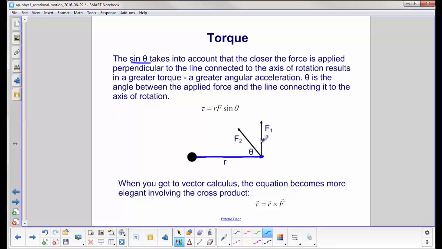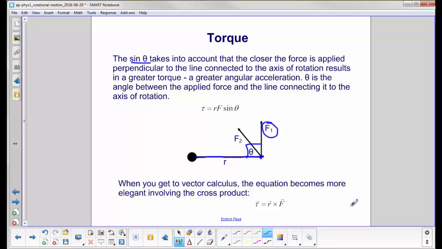R is the same for both of these forces, but the sine of an angle less than 90 is smaller than 1. When I take the torque due to this force, that angle is 90 degrees. The sine of 90 is 1. So the same exact force applied at the same point on the door, which is the example we've been using, you will get a greater torque with F1. Actually in this case F1 is on the perpendicular line.